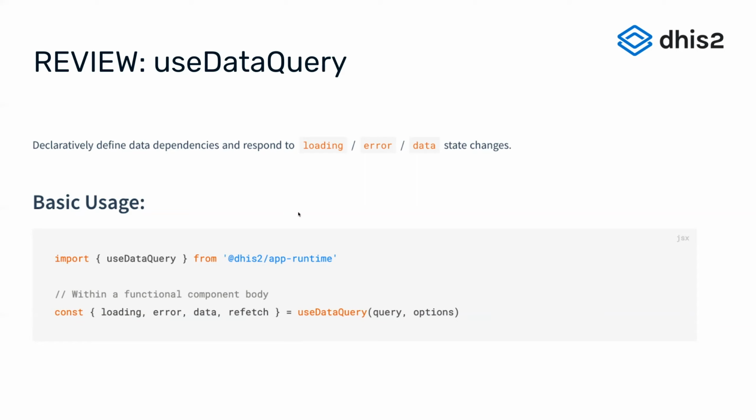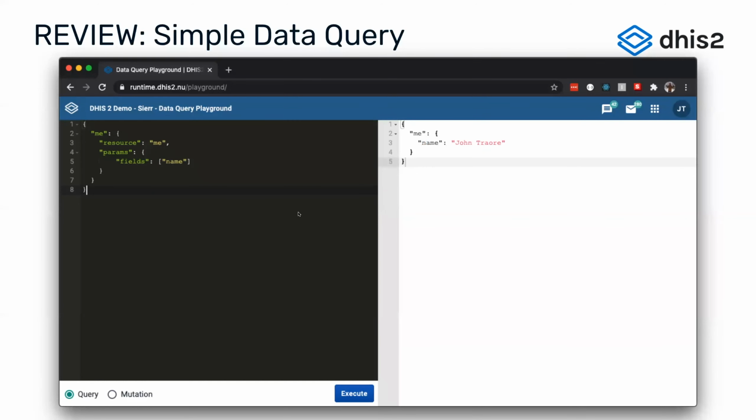This is the useDataQuery hook again, which is used for reading data from the API. And here's an example of a simple data query. You can use the playground at runtime.dhis2.nu, which is where our app runtime documentation is hosted. You can also find that linked from developers.dhis2.org. In this playground, which is a DHIS2 application built with the app platform, you can experiment and test out different queries and mutations and see the real world results of using those against a DHIS2 instance.